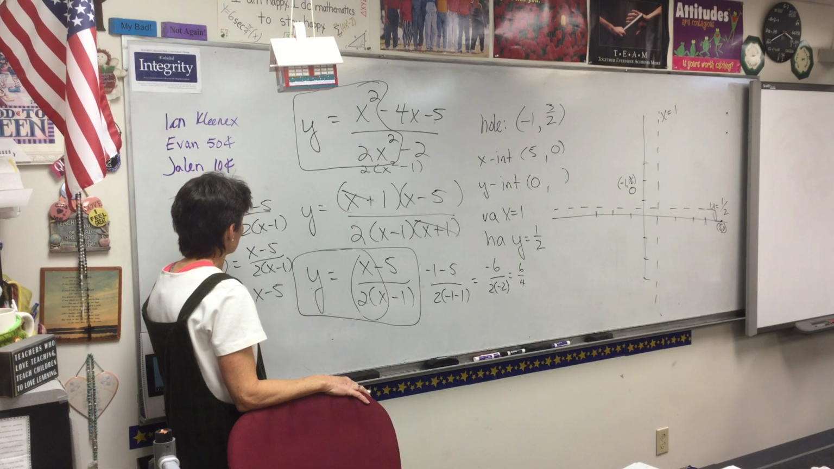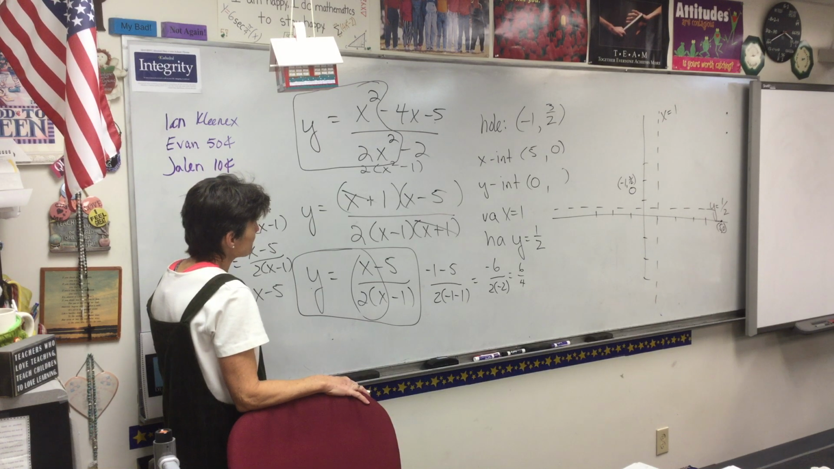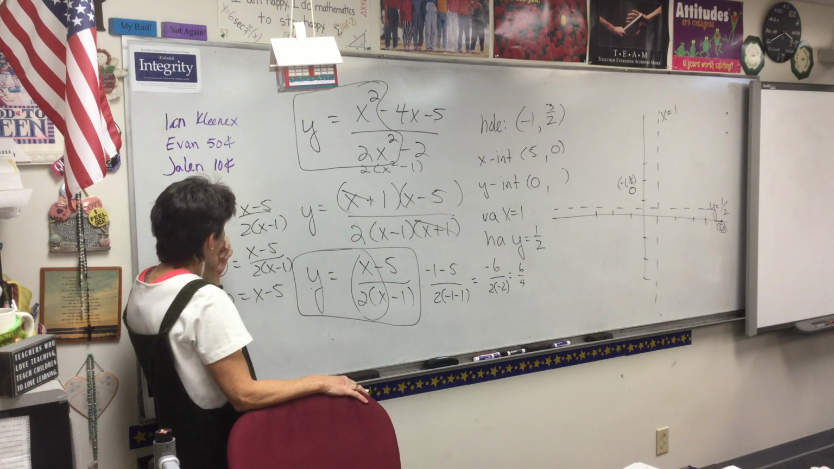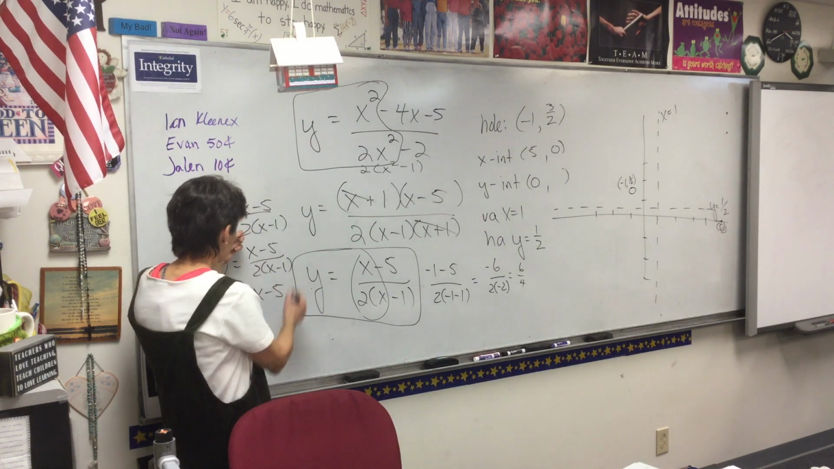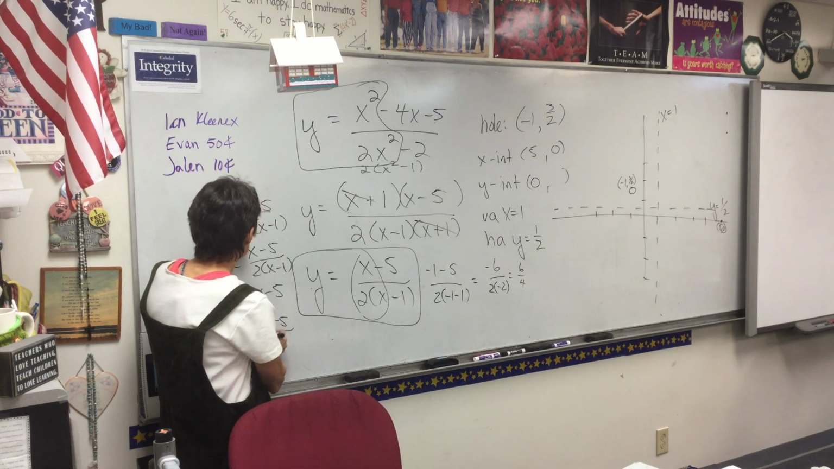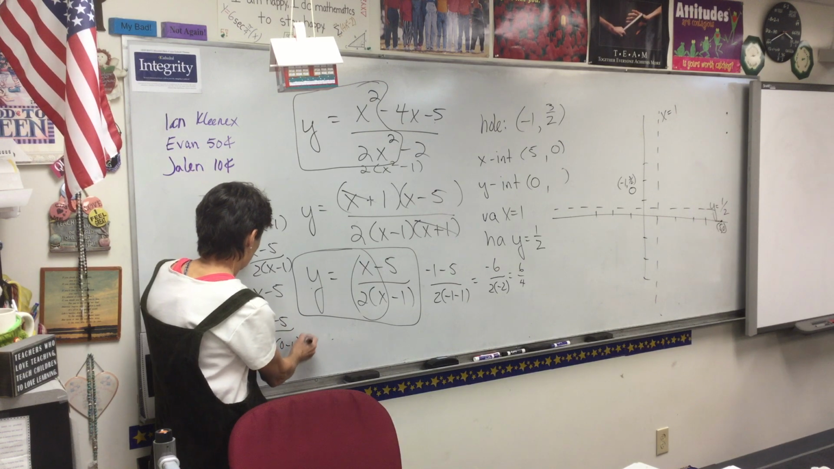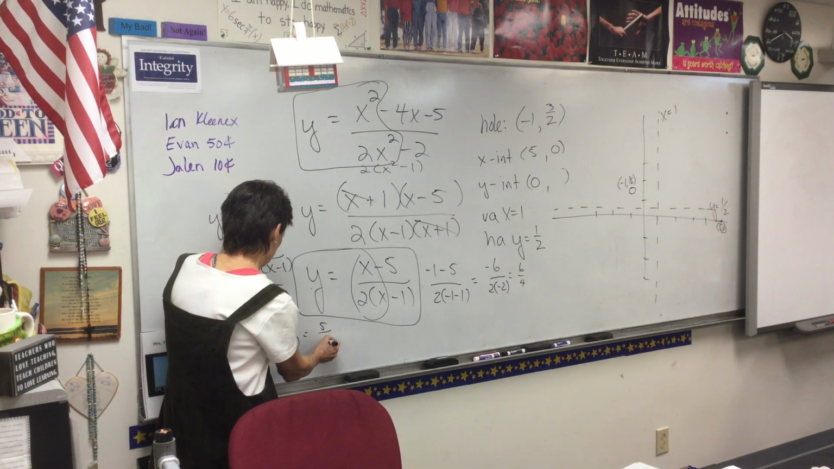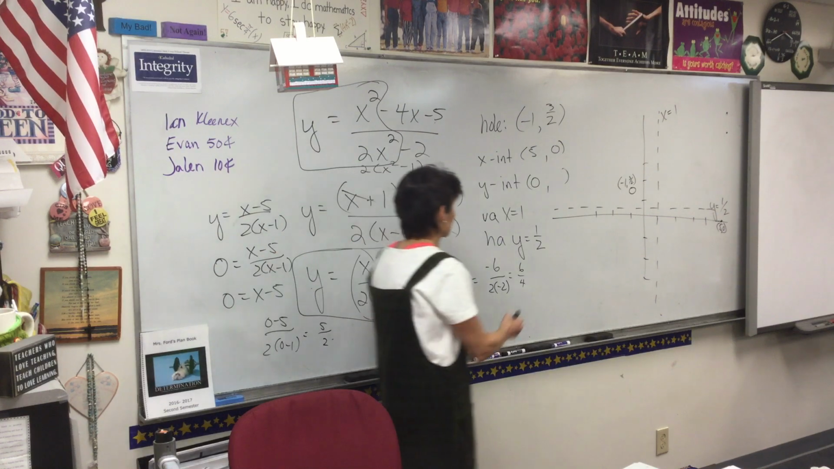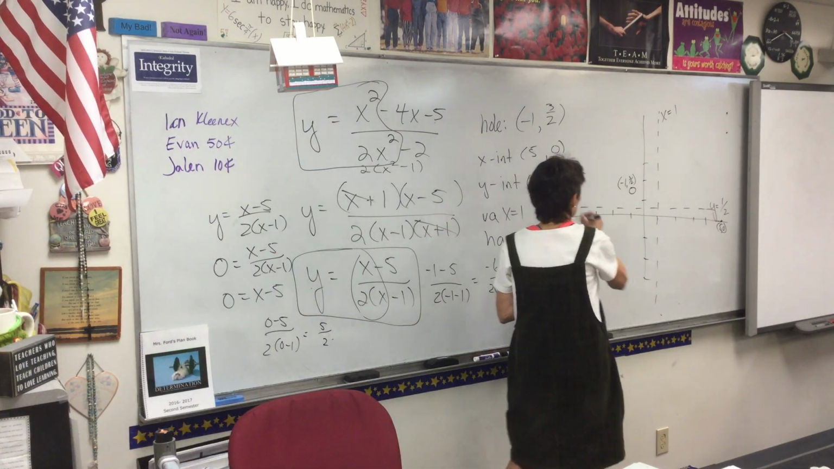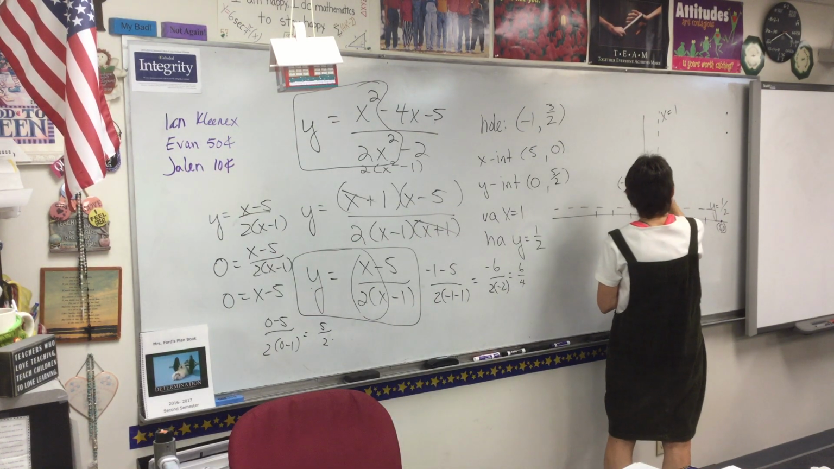Now, if we do exactly the same thing for the y-intercept, so if I put in 0 for x, I have this. 5 over 2, 5 halves, which is 2 and a half.